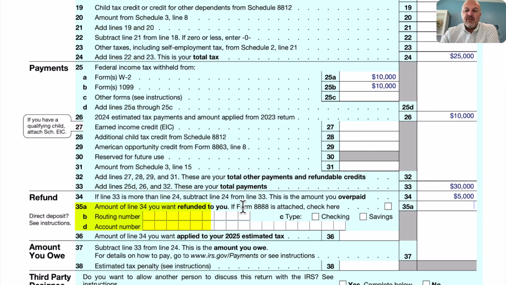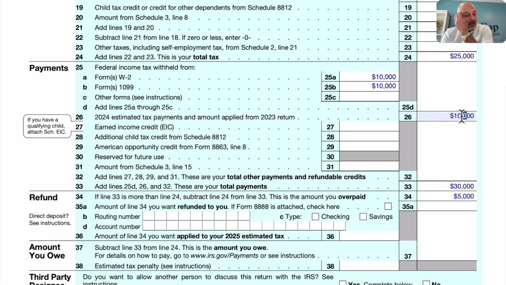You have the choice of either getting a paper check for that refund of $5,000, which very few people do, and it's also risky to do that because that paper check can get lost or it could get stolen by someone else and cashed. The best option is to have the refund sent to you by direct deposit. You can either directly deposit into your checking account or your savings account. You'll have to put in your routing number and your account number, and that's the fastest way of getting your direct deposit.